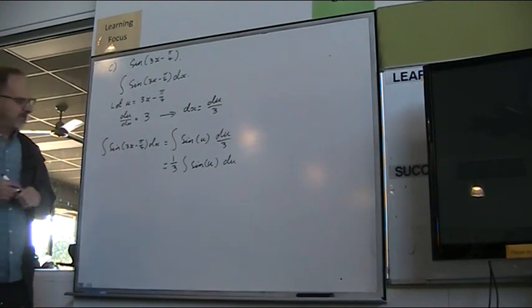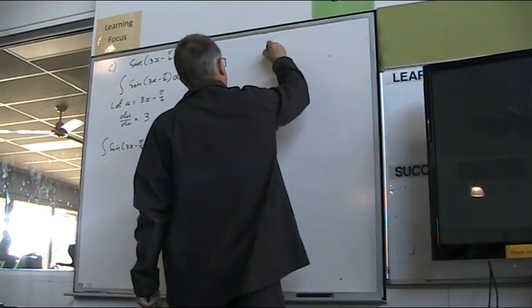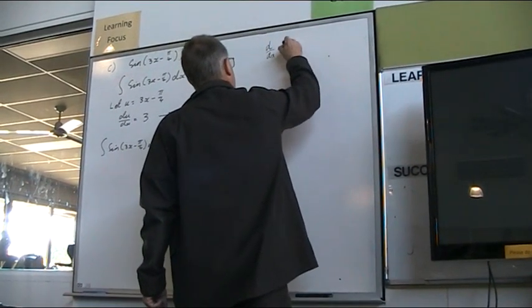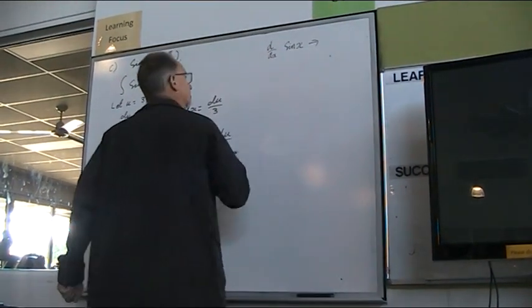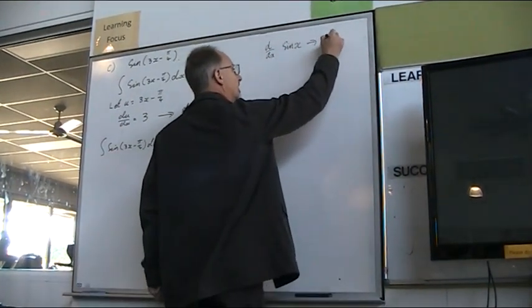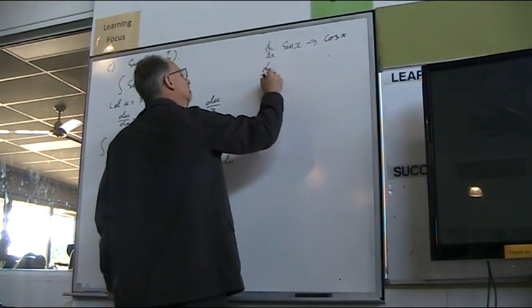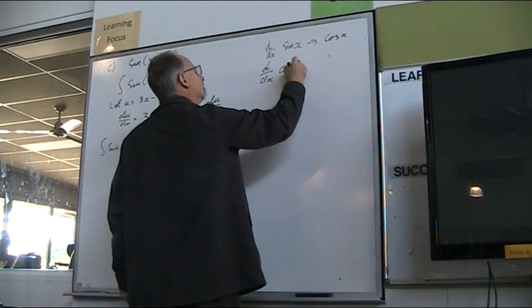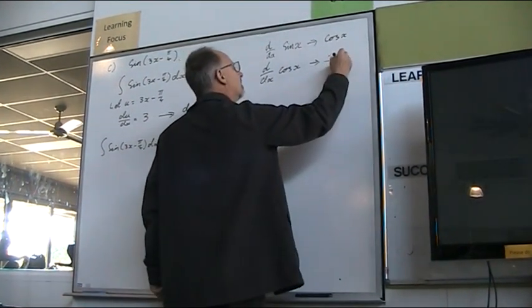So let's think about our differentiations then. If I was to differentiate sine x, what does that become? Cos x. If I differentiate cos x, what does that become? Negative sine.